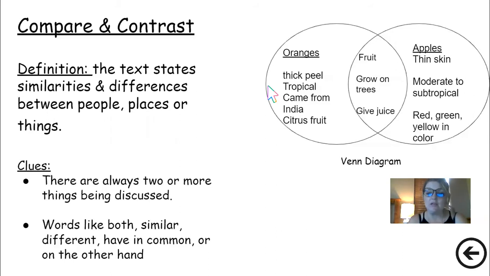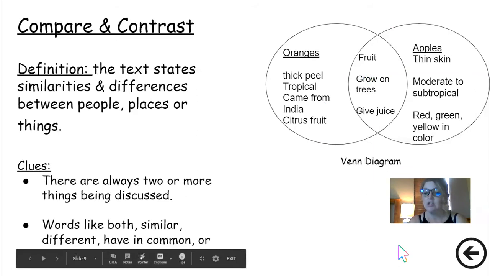They have a thick peel, they're tropical, they came from India, they're a citrus fruit. Those things we can say are not about apples, right? And then apples have a thin skin, moderate to subtropical climate, and they're red, green, or yellow in color. So I hope you see how that graphic organizer really helps with compare and contrast. We have the similarities in the middle that they share, and the differences here.